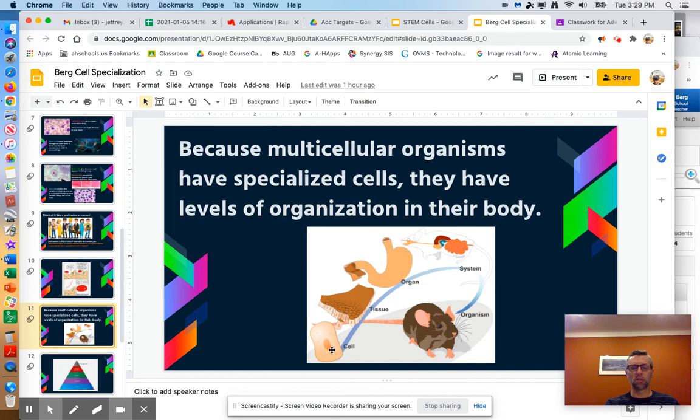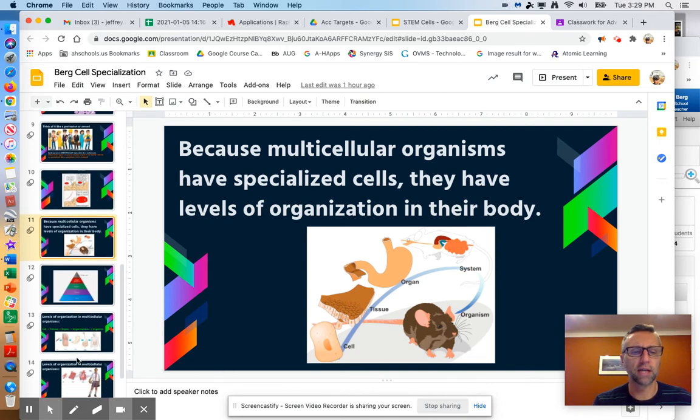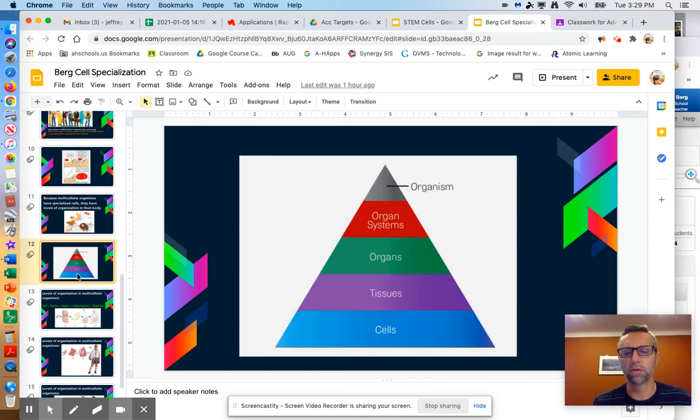You can see here we've got cells, and then a bunch of cells together make a tissue. If we take a bunch of different tissues, it makes an organ. A bunch of different organs working together make an organ system. And lastly, all the organ systems working together make an organism. Now we have lots of slides that show this exact same concept, so this is nothing new.